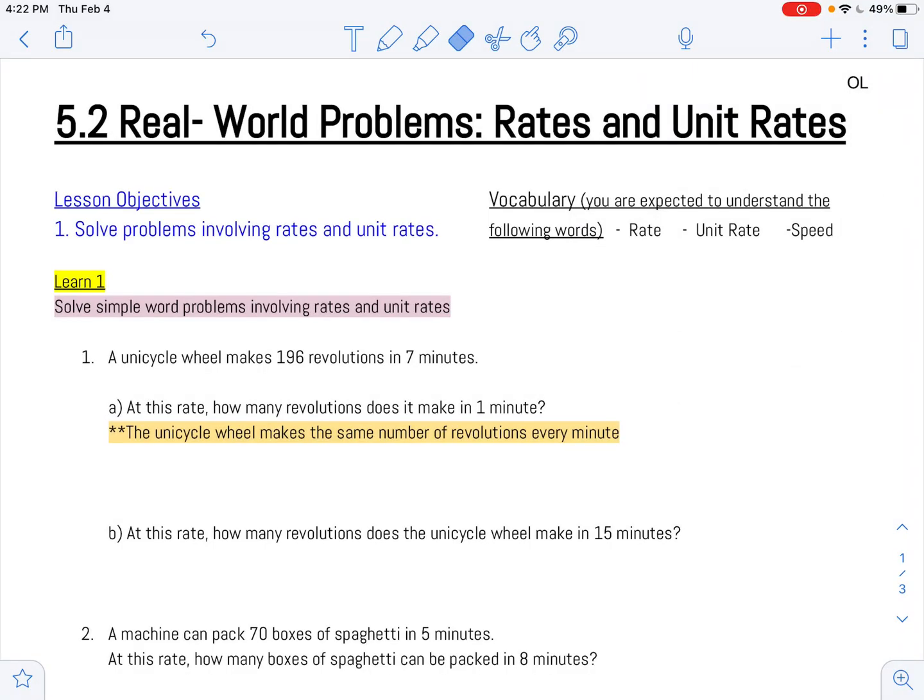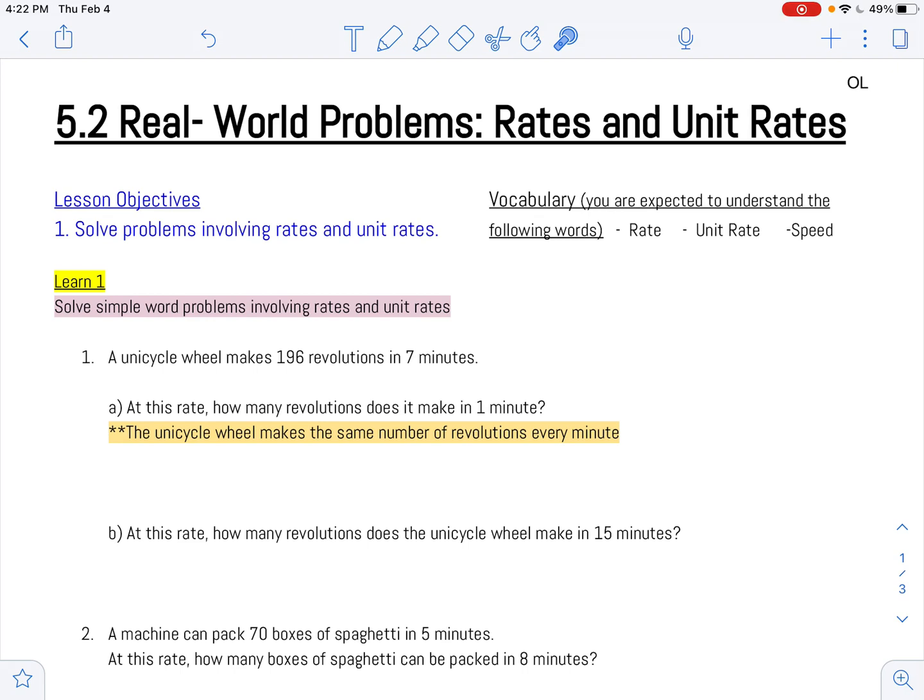Section 5.2 is introducing word problems related to rates and unit rates. So what we've been practicing so far in section 5.1, we're going to build on that. And within this section now of 5.2, we're going to be looking at more word problem type questions with our rates and unit rates. So by the end of this section, be able to solve problems that involve rates and unit rates.